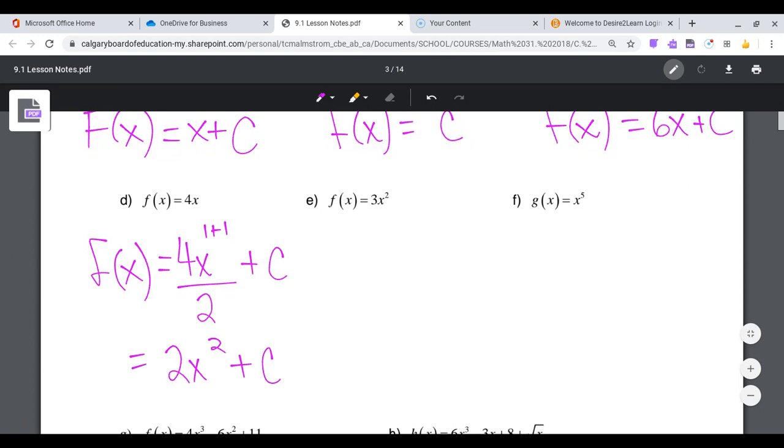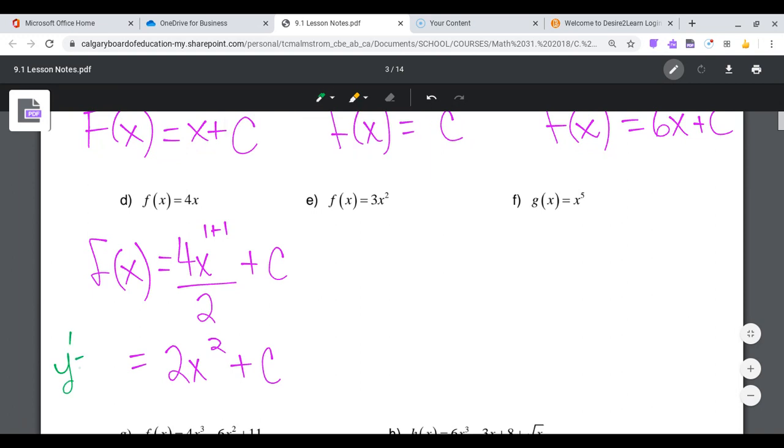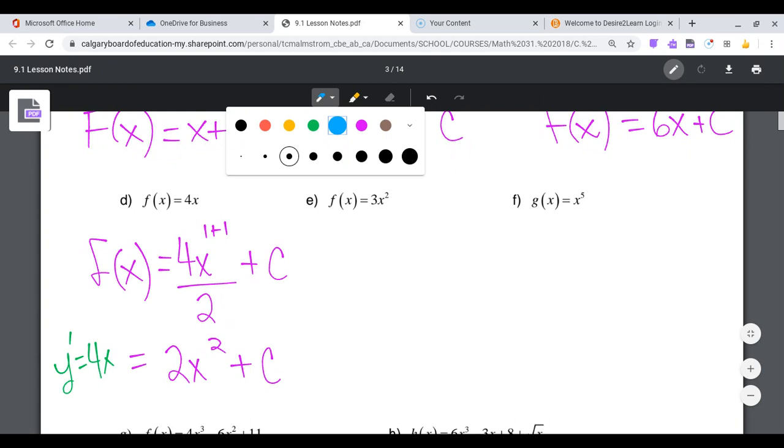And remember, you could always check your answer. So what is the derivative of 2x squared? The derivative of that is 4x. The derivative of c is 0. So yes, we got the right answer. Of course we can always check our answers on these by taking the derivative, because we're really good at taking derivatives now.